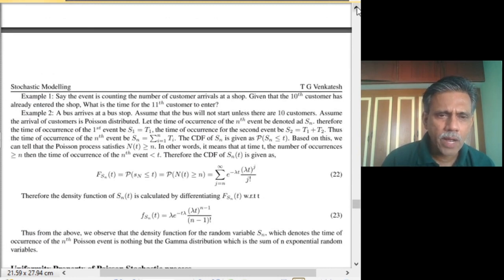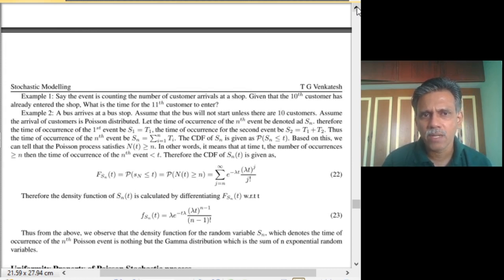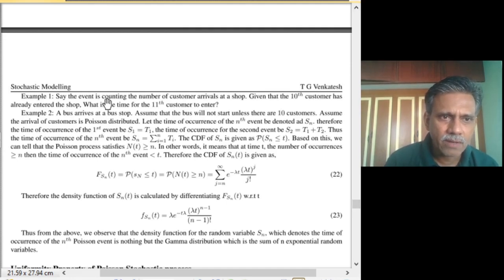Then we will look at the case where the time of occurrence of a certain number of customers is concerned. It's not just the inter-arrival time, which is the time we have to wait for the arrival of the next customer; it is the time we have to wait for the occurrence of a certain number of customers, n customers. How will that time be distributed for a Poisson process? That is the time for occurrence of n Poisson events. To give an example, say the event is nothing but a counting of the number of customers who arrive at the shop.